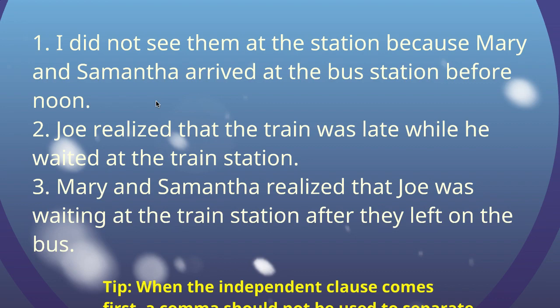That sentence is grammatically correct. Just because the word because is there does not mean a comma is needed. I bet 90% of people would. I don't mean 90% in this room. I think 90% of people. Joe realized that the train was late while he waited at the train station. Mary and Samantha realized that Joe was waiting at the train station after they left on the bus. None of those sentences get commas. But if you flipped it like we did on the previous slide, you would have to have a comma. So if you're going dependent clause plus independent clause, comma necessary. If you're going independent clause followed by dependent clause, comma not necessary. That's where it gets a little weird.